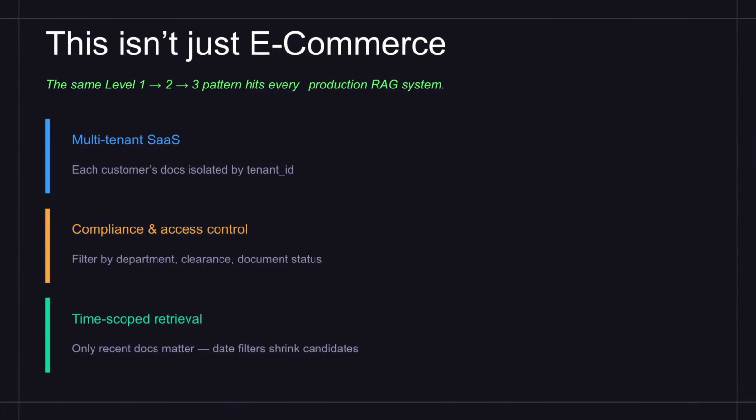Since my example is on e-commerce, I just want to specify that it's not just a problem in e-commerce. It can be in multi-tenant SaaS, where you're searching by a particular tenant ID, or in a scenario where you have compliance and access control, like you want to filter by department, clearance, and document status, or if you have time-scoped retrieval, like you want to filter out candidates after a particular date. These are all scenarios where you can find this problem.